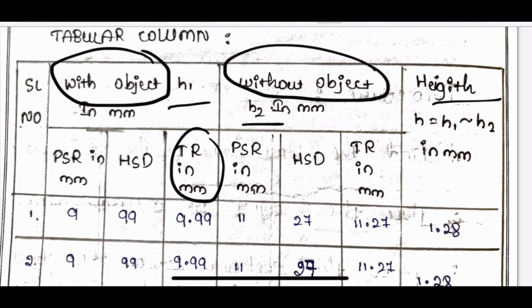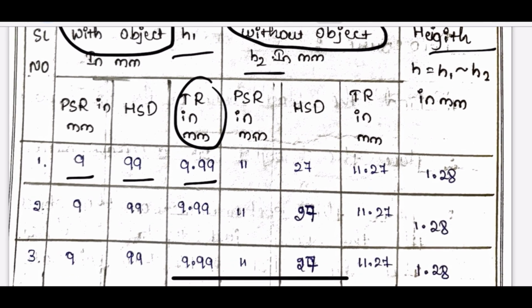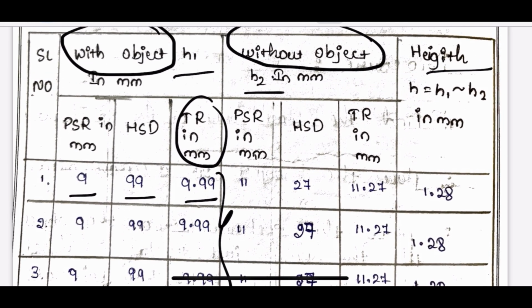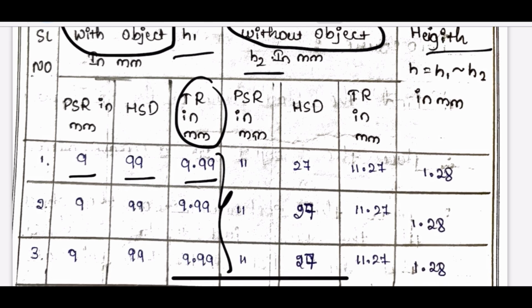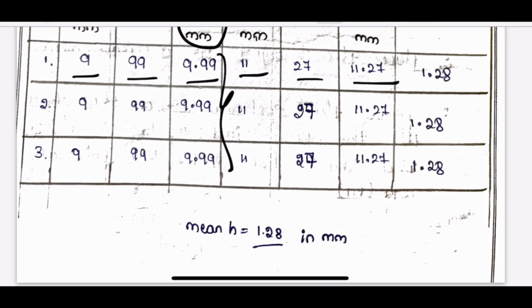Here with object, the PSR is 9, HSD is 99, that becomes 9.9 total reading. You have to do 3 trials: first, second and third. Then without object, on the plane surface, we also have to take the readings. Here the pitch reading is 11, HSD is 27, that becomes 11.27. Here the higher value is h2, so in such cases you have to do h2 minus h1. Either is applicable.